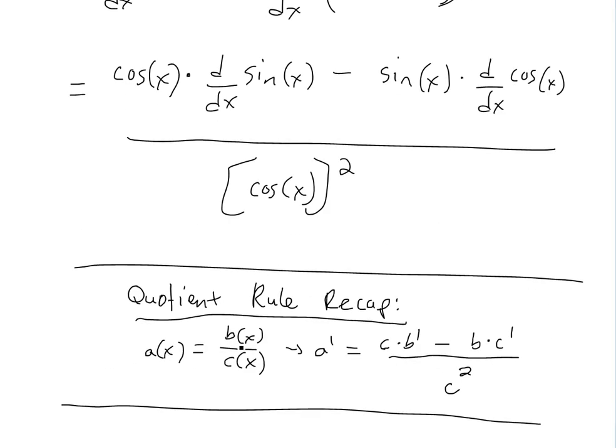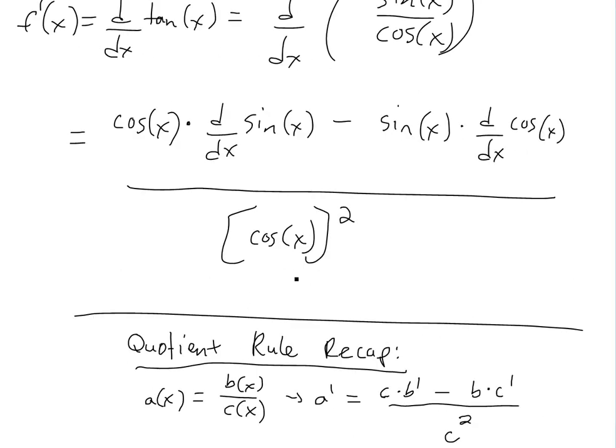Basically, if you have a function divided by another function, like a of x equals b of x divided by c of x, then a prime, or the derivative, is equal to c times b prime minus b times c prime, all divided by c squared, and that's the case here.